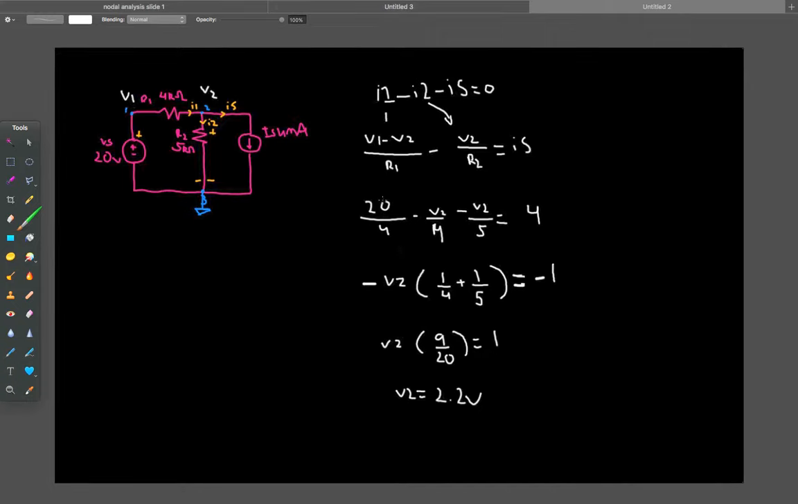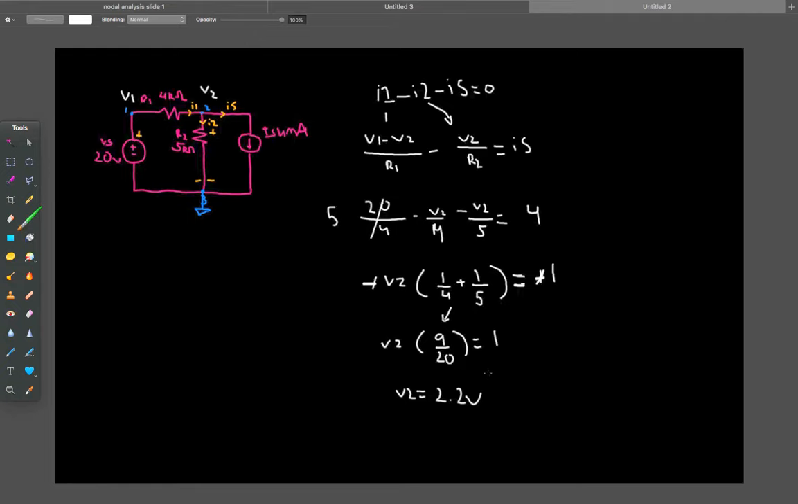So that gives us 5, and that's 20 minus V2 over 4. And now minus V2 over R2 is minus V2 over 5, and IS is 4 milliamps. Now, taking 5 to the other side, that gives us negative 1, and we can take out negative V2 as a common factor, so we're left with 1 over 4 plus 1 over 5 inside the brackets. Now, the negative V2 and the negative 1, their negatives cancel out. So now we're left with V2 times 9 over 20, and we made the denominator the same over here, equals 1.